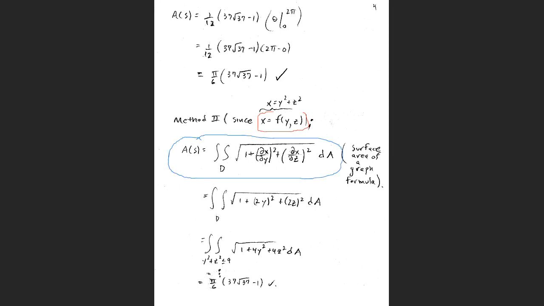And that's the surface area of a graph formula. What happens is if you differentiate x with respect to y and differentiate x with respect to z, you're going to wind up with what we had when we did method 1. You're going to wind up with the same double integral, and so the surface area would naturally be the same.